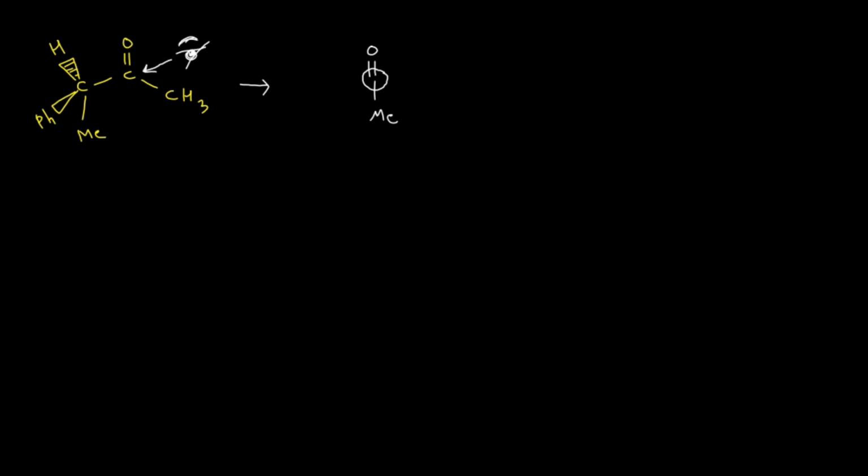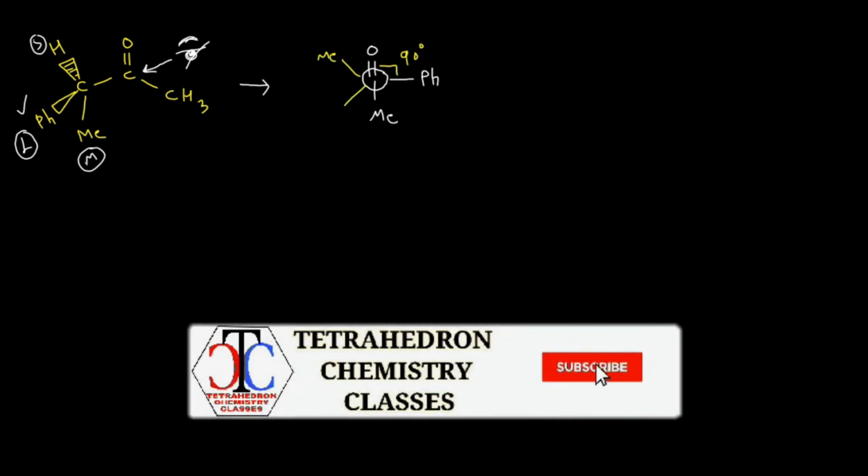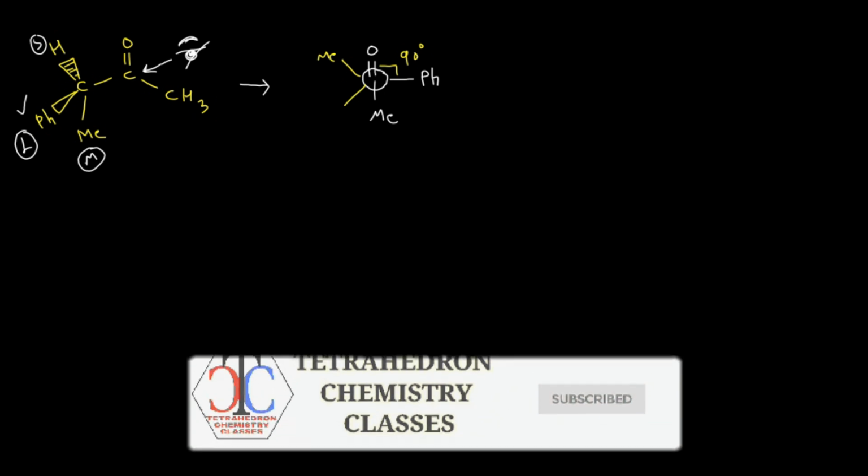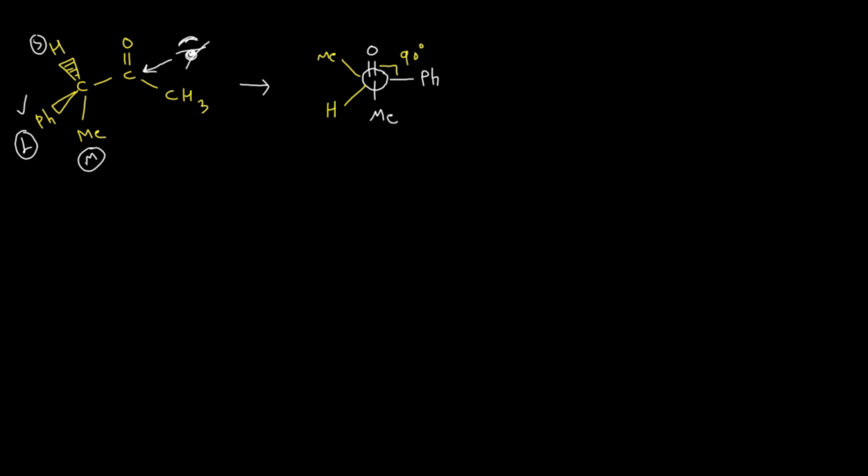So this is, you see, my largest group. Phenyl is much bigger than the other groups. And this is my medium sized group, methyl. And this is my smallest one. So what Felkin says is that the largest group would be placed at right angles to the carbonyl plane. So this is basically your 90 degrees. Okay. And then you have the other two groups, one is methyl and the other one is, say, hydrogen. So this is one conformer.